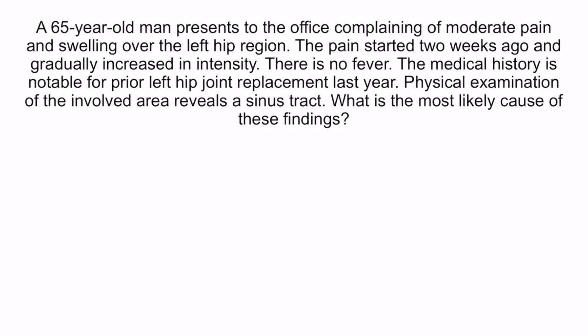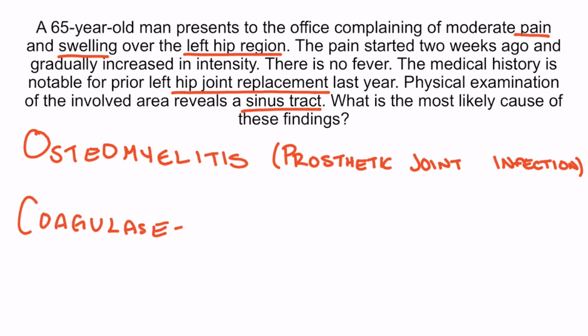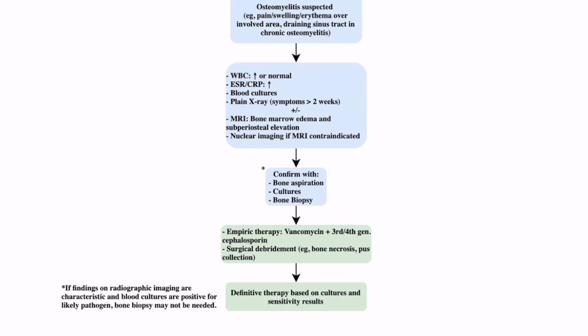All right, so we have an elderly patient with a history of hip joint replacement who presents with pain and swelling over the hip region. A sinus tract is detected on physical examination. These findings strongly suggest osteomyelitis secondary to a prosthetic joint infection. The infection is chronic since it occurred after more than 6 weeks from the date of the hip replacement. And we know that the most common cause of osteomyelitis following a hip joint replacement is coagulase-negative staphylococci, particularly Staphylococcus epidermidis. Now let's discuss the diagnosis and management using this algorithm.